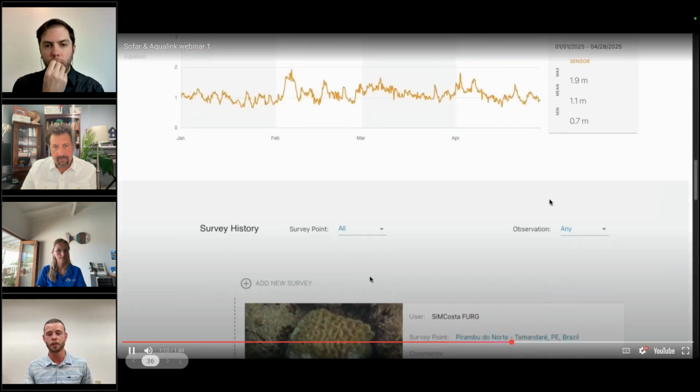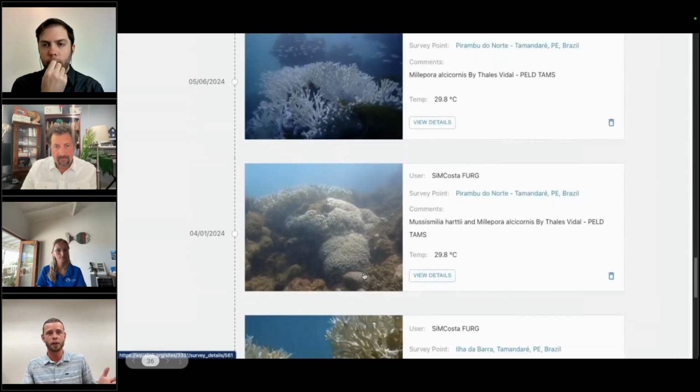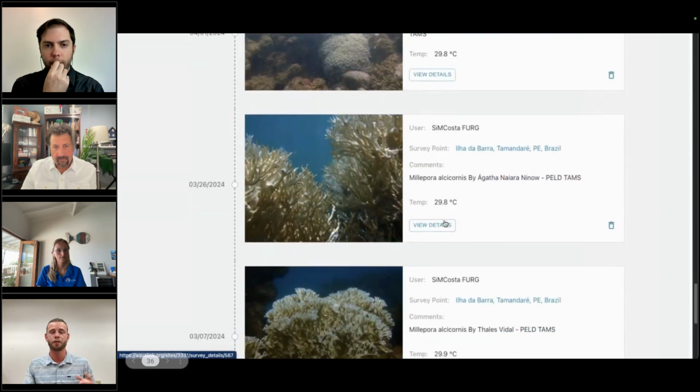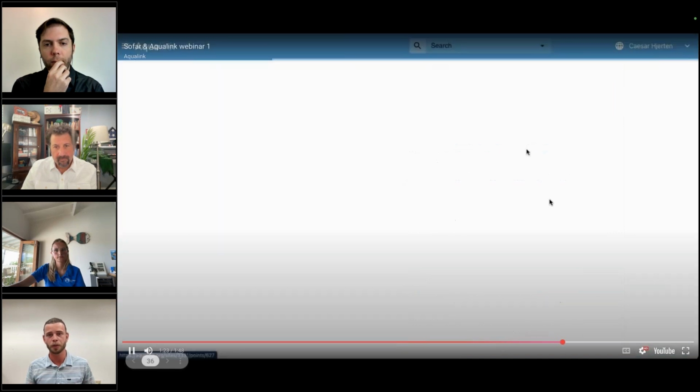also all of the surveys that were conducted at this specific reef. So a survey represents the overall data collection for the site. And within each survey, there are multiple survey points. These are specific locations where individual observations are taken. So let's click on one of the survey points.